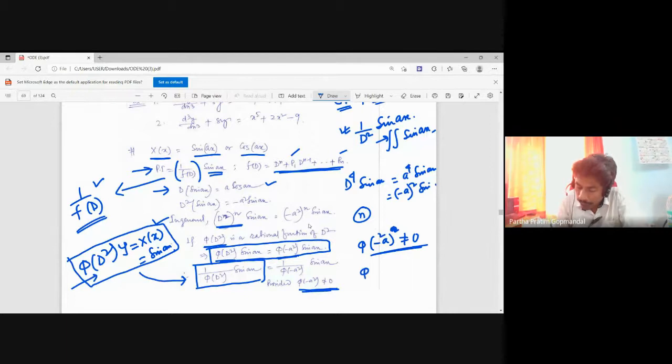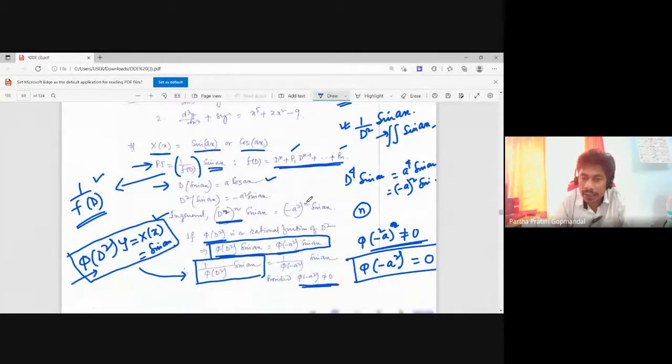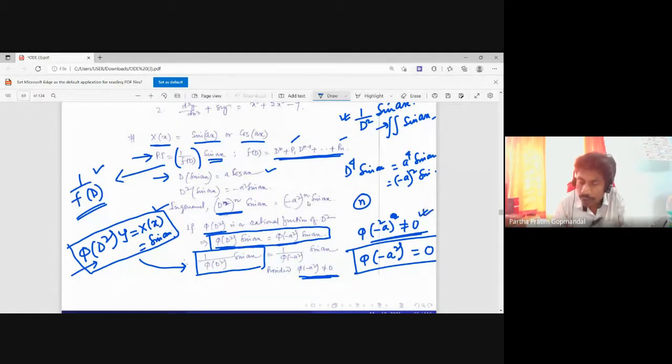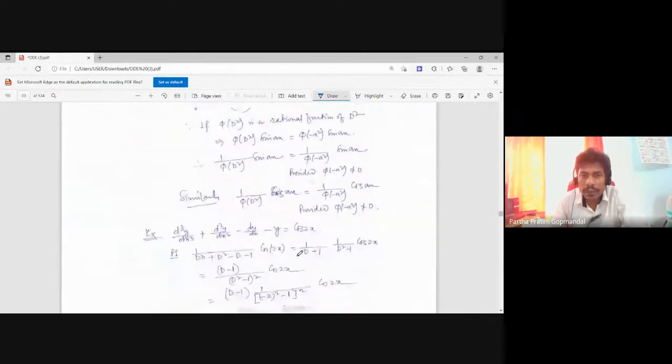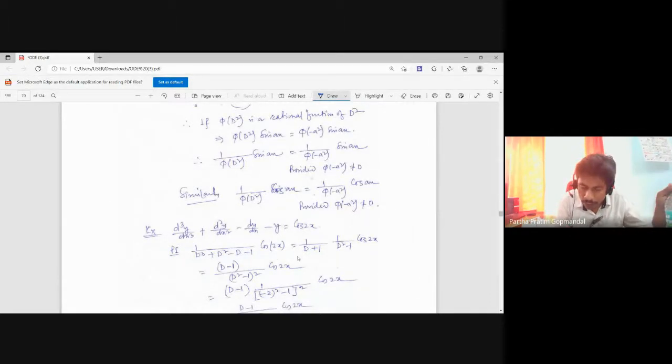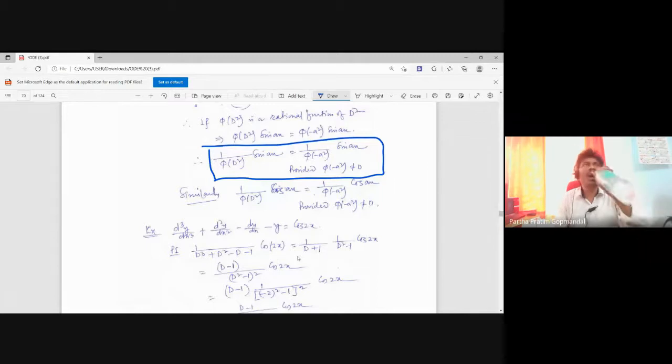So you may have a doubt about what happens in the other case. Yes, we have to discuss that. But let us first illustrate the particular situation where phi of minus a squared is non-zero. So this is the formula that we have discussed.